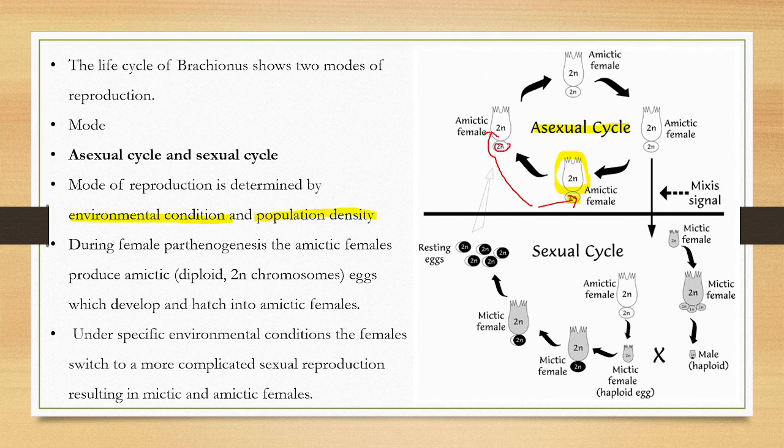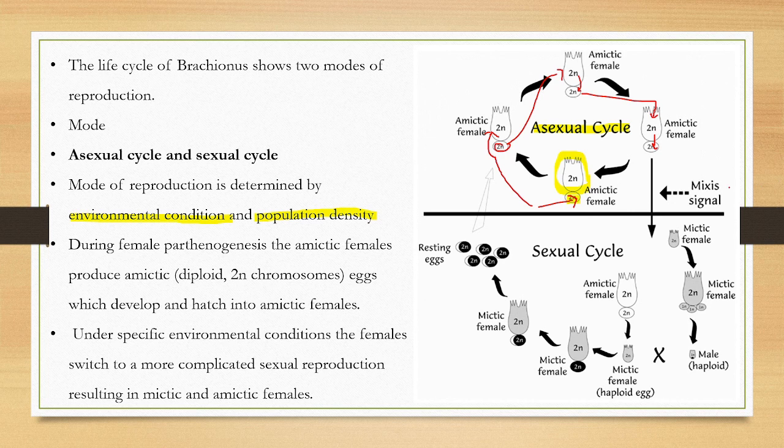A diploid egg develops into a diploid female, that is called the amictic female, which again produces a diploid egg from which develops the amictic female again, which again produces diploid eggs. So the process continues. So this is called the asexual cycle. In the asexual cycle, only the amictic females are produced and all the eggs are in diploid condition. So two points should be remembered in the asexual cycle: the whole organism produces amictic females only, and the eggs are in diploid condition, and the whole process is parthenogenesis.